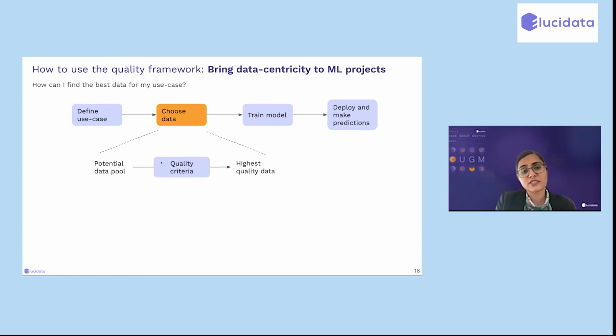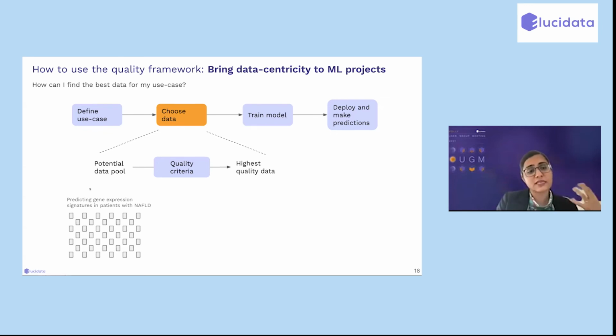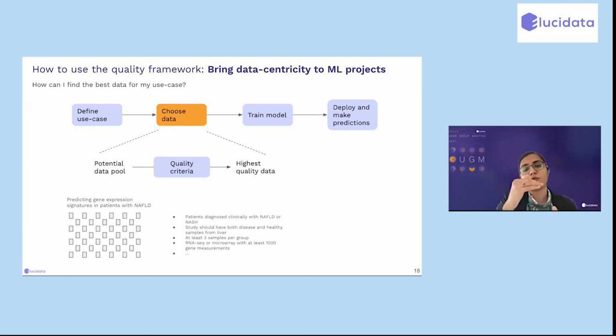And the way to do this is to define, explicitly and deliberately, the quality criteria that you want to use for your use case. What that may look like is, for example, if your use case is to predict gene expression signatures in patients with non-alcoholic fatty liver disease, and you have a whole set of data. As an example, let's say you have 100 data sets that you can potentially use. Instead of just sending all of them and trying to then iterate on the model, we intentionally lay out what our quality criteria are. What are the data that we actually want to send into the model? And here are some representative ones.